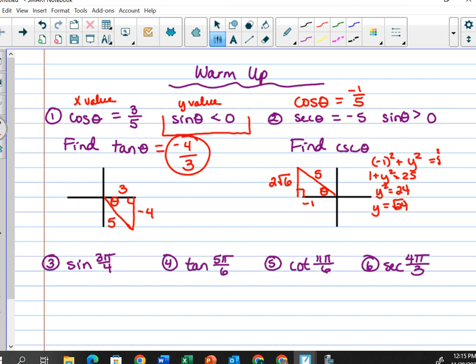Then I have to find the cosecant, which means hypotenuse over opposite. So I'm kind of running out of room, guys. I'm going to go over here. So that's 5 over 2 root 6. And then I have to rationalize it. So your final answer should be 5 root 6 over 12. Calvin, you got it. Again, that was a little trickier. Good job.